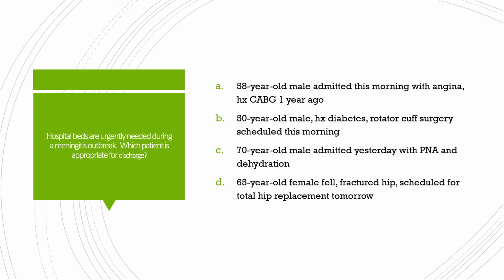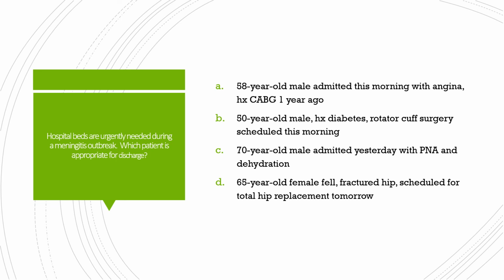Okay, so hospital beds are urgently needed during a meningitis outbreak. Which patient is appropriate for discharge? So you have a 58-year-old male admitted this morning with angina. He has a history of a CABG one year ago. Yes or no, can he go? What do you think? My guess would be no, because he could be having a potential heart attack or something if he's got angina. And he also has history.